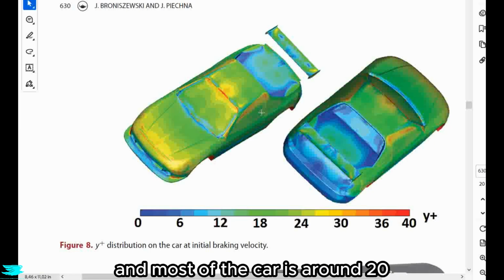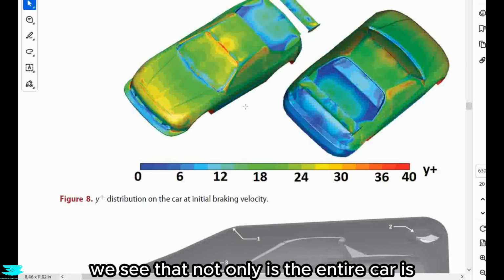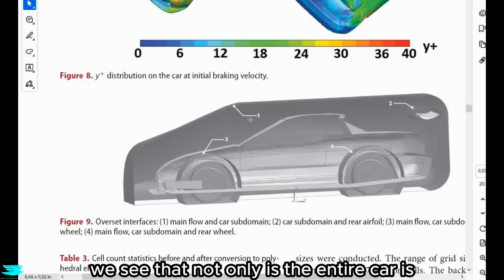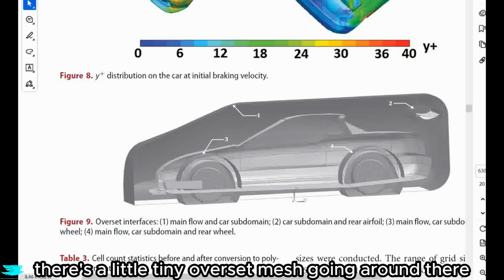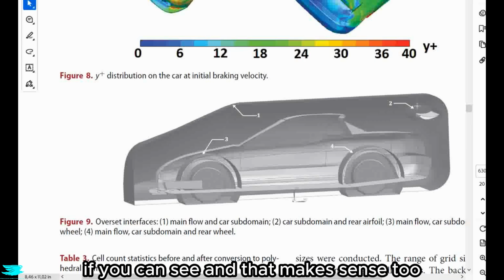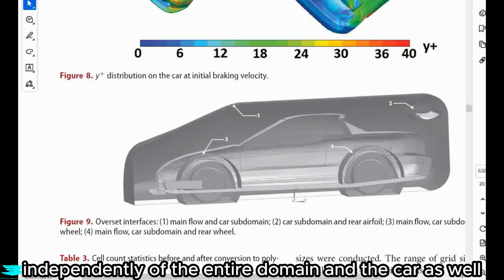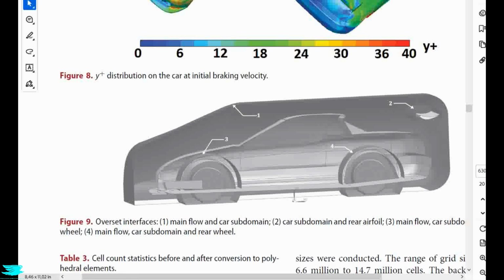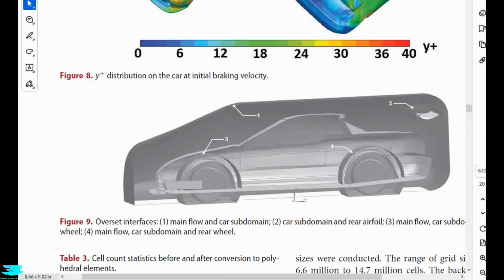And most of the car is around 20, so that's pretty good. And then in figure 9, we see that not only is the entire car in its own overset mesh, but also the rear wing. So there's a little tiny overset mesh going around there, if you can see. And that makes sense too, because it has to flick up as well, independently of the entire domain and the car as well. So there's an additional overset mesh there that can move by itself relative to the car.